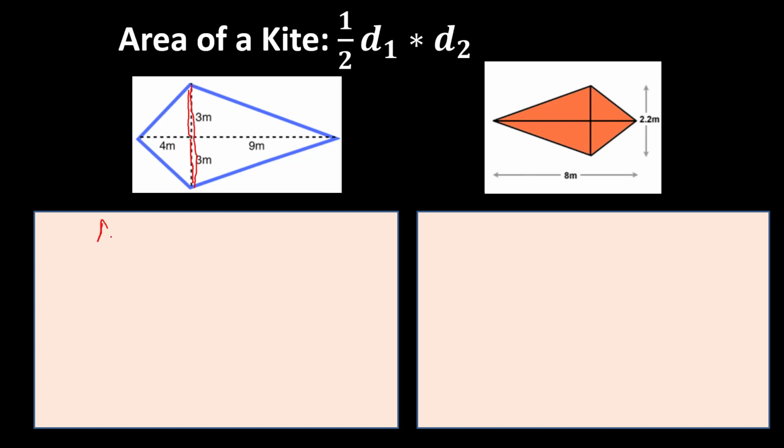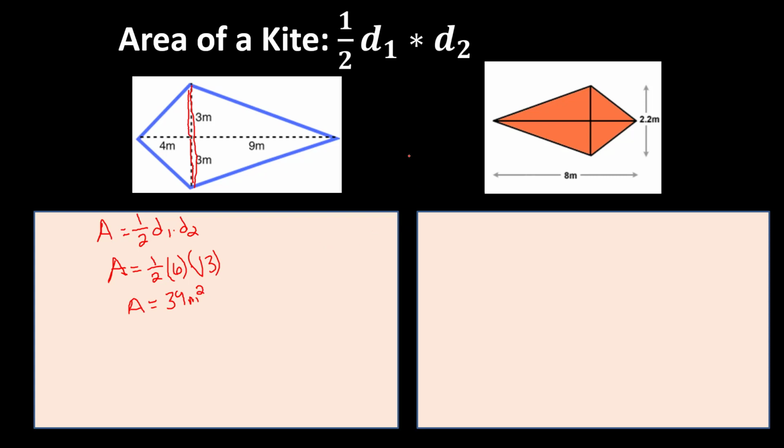So let's start with our formula. Area equals 1/2 D1 times D2. And we're going to plug in what we know. Area is equal to 1/2 of my diagonal 1, which we said was 3 plus 3, so 6, times my diagonal 2, which is 4 plus 9. So we're going to clean this up a little bit. 1/2 of 6 is 3, times 13 should give us 39. So the area is equal to 39 meters squared.